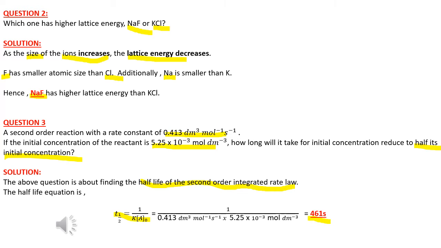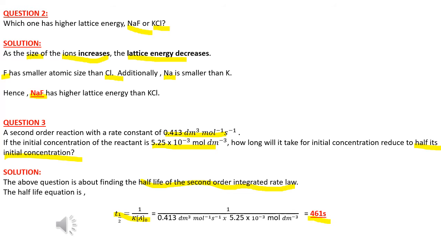Question 3. A second-order reaction has a rate constant of 0.413 dm³ per mole per second. If the initial concentration of the reactant is 5.25 × 10^-3 mol/dm³, how long will it take for the concentration to reduce to half its initial concentration?